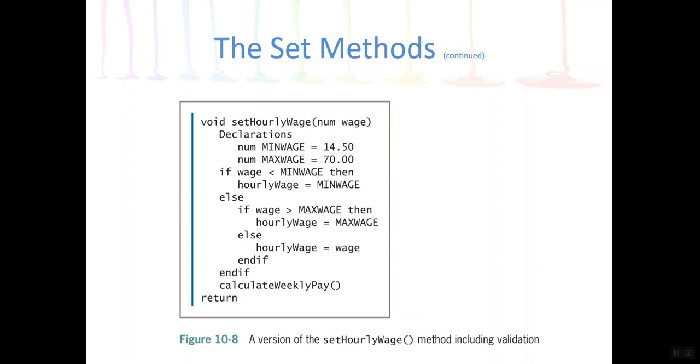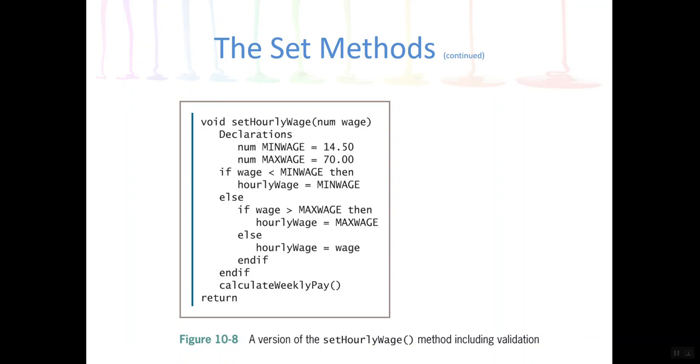So we know how to do that kind of thing. We can use an if statement. We're going to pass in the wage. And we have a couple constants, min wage, max wage, which we'll use as our fallbacks if this wage that's passed in is out of range. So we'll say if wage is less than $14.50, then set the hourly wage to the minimum. Else, if the wage is greater than max wage, which is $70, then set hourly wage to 70. Else, they stayed in the bounds that we were expecting, go ahead and set hourly wage to what was passed in. So this is just an example.